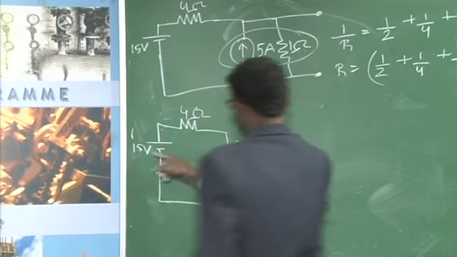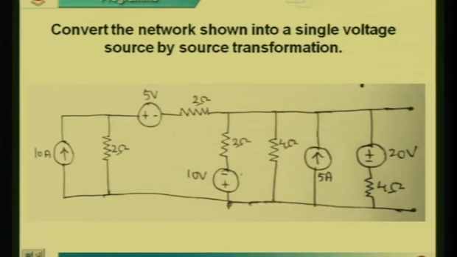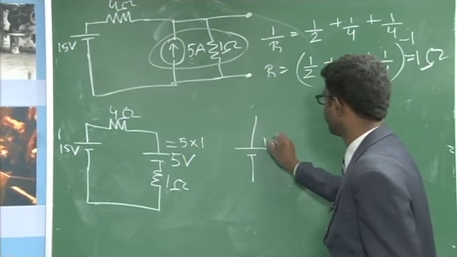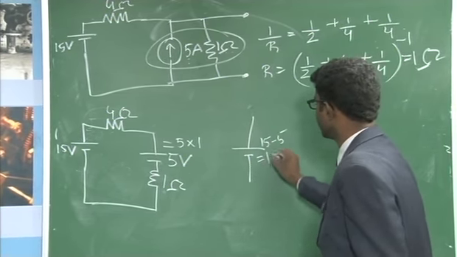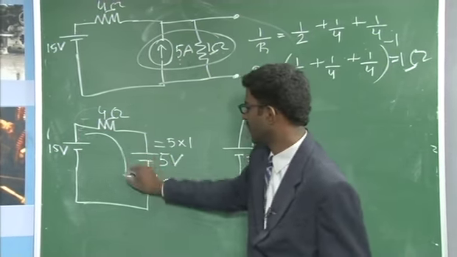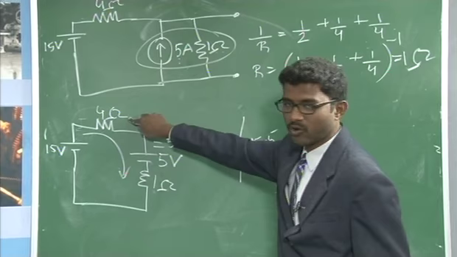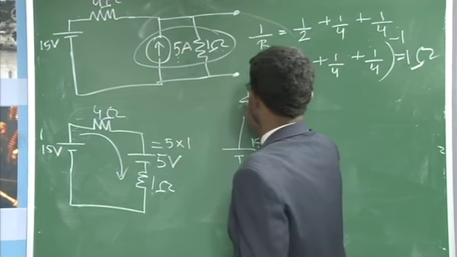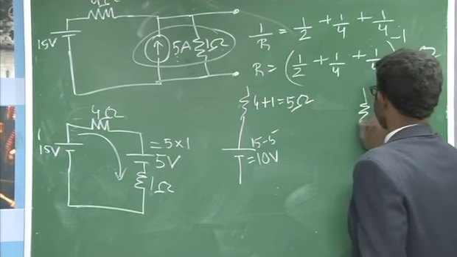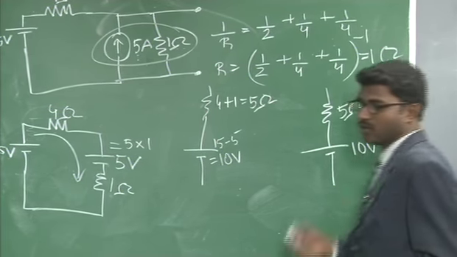You can see here this 15 volt and 5 volt are connected in series, but in opposite polarity. So 15 minus 5, you can reduce to a single voltage source equal to 10 volts, because these two voltage sources are connected in opposite polarity. If you start from this direction, 15 minus 5 will be equal to 10 volts, and this 4 ohm and 1 ohm are in series, so it will become 4 plus 1, which is equal to 5 ohm. So we have a 5 ohm resistor in series with a 10 volt voltage source.